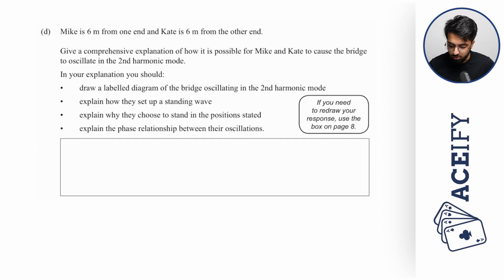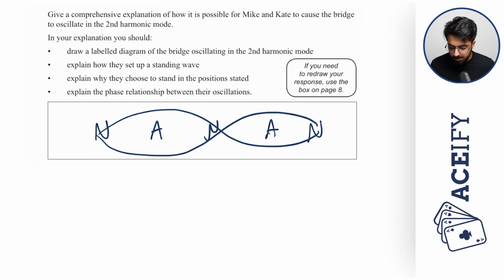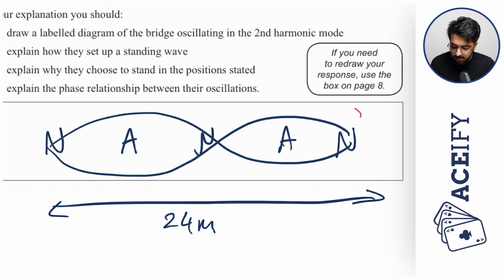Alright, so let's first draw the second harmonic. Again, we can model this as a string that is fixed at both ends, and so we have a node over here, a node over here, a node in the middle, and 2 antinodes in between. And so therefore it looks like this, like so. Now we know from the beginning of this question that this whole length is 24 meters, okay? And therefore we can split this wave into 4 sections, like so, right? 1, 2, 3, 4, okay? And we know 24 divided by 4 is equal to 6.